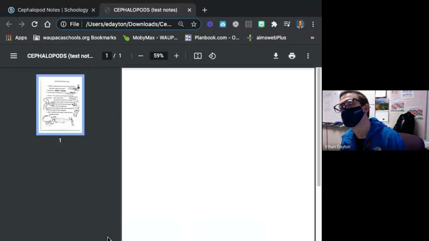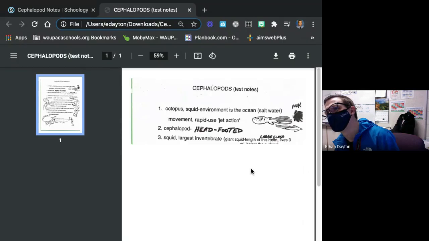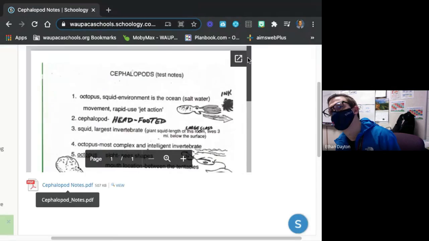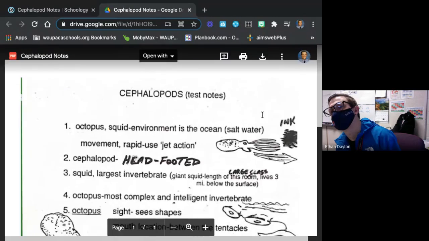Here we are looking at my PDF. I don't like this. That's kind of annoying. It's Alt F4. There we go. All right, here we go. Cool.